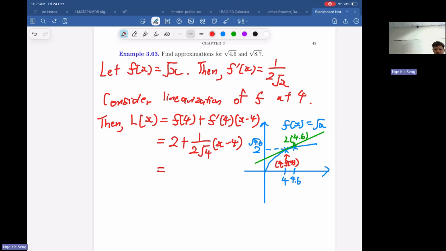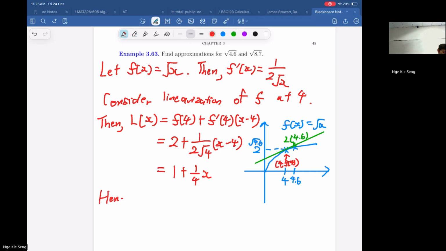So all together, what do you get? What's this line here? 2 plus 1 over 4 times (x minus 4). 1 over 4 times 4 is minus 1, plus 2 is 1.